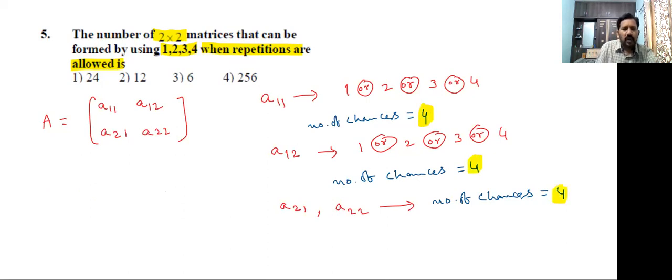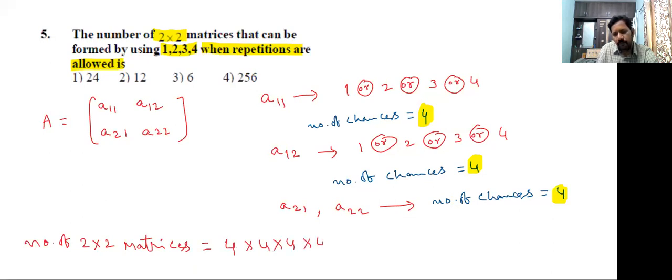Now the total number of 2 by 2 matrices. Each place has 4 chances: 4 into 4 into 4 into 4. How much, students? 4 4s are 16, 16 4s are 256. This is the answer: 256 when repetition is allowed.